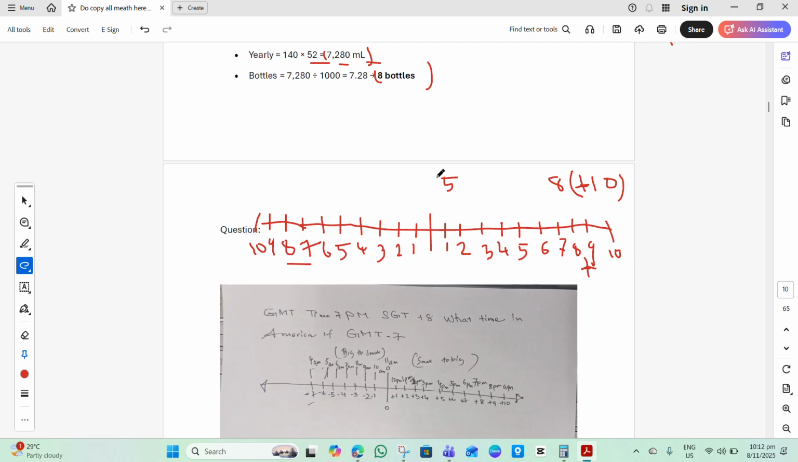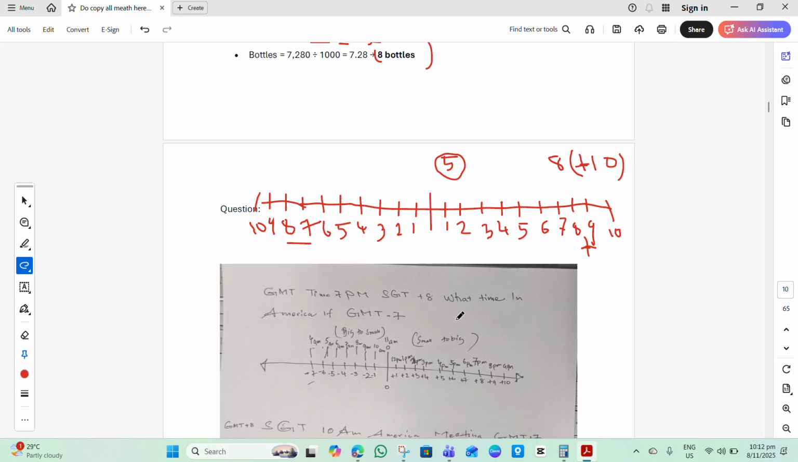In this case, how do we find out the 5 o'clock in Los Angeles? Singapore is GMT plus 10, so how much is the Los Angeles GMT? We need to understand the GMT because both ends GMT we need to know first. Then we only can understand the local time.